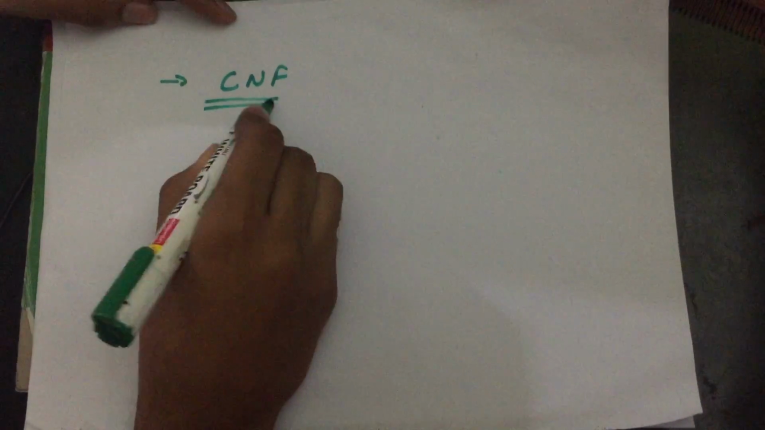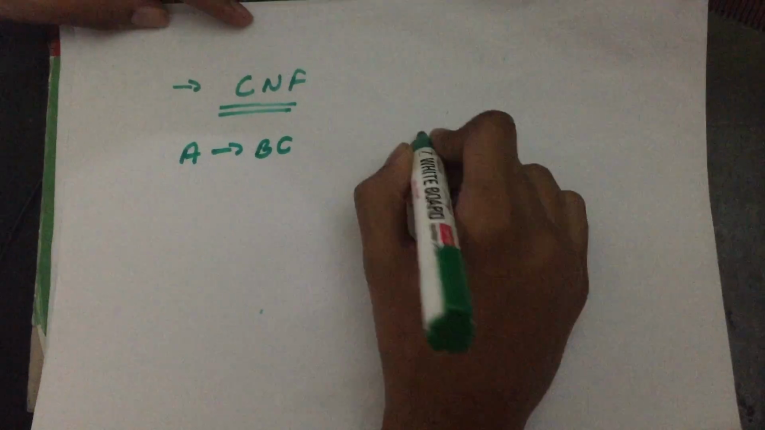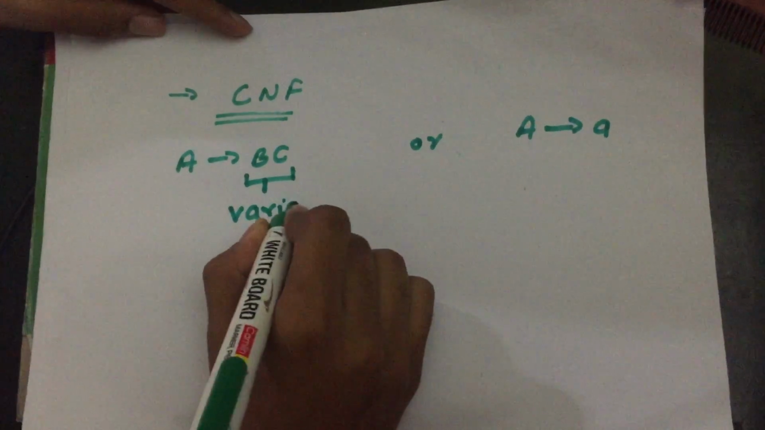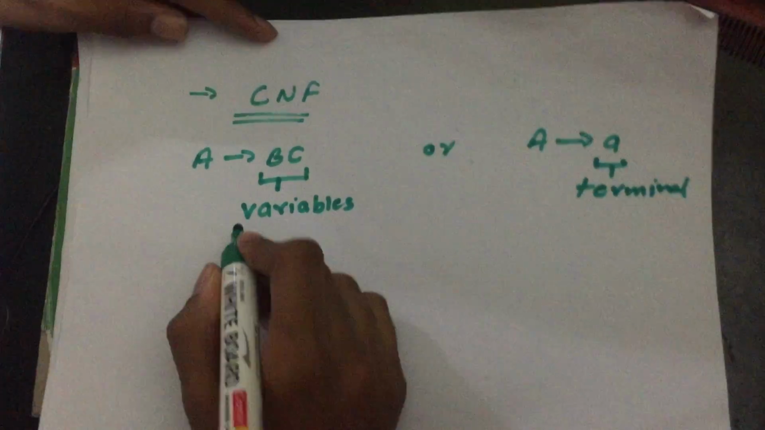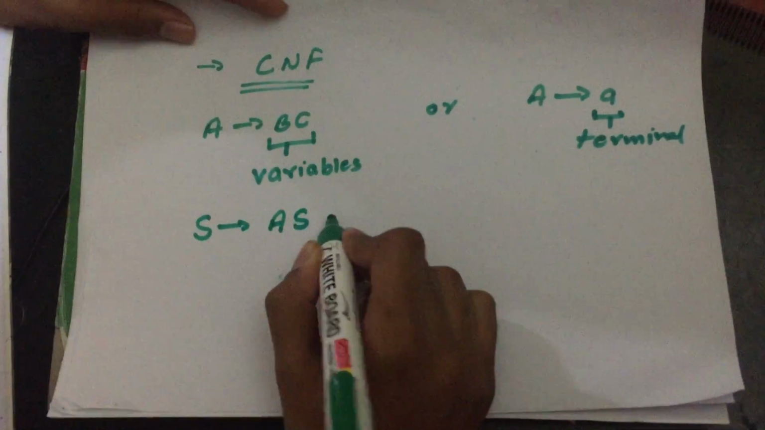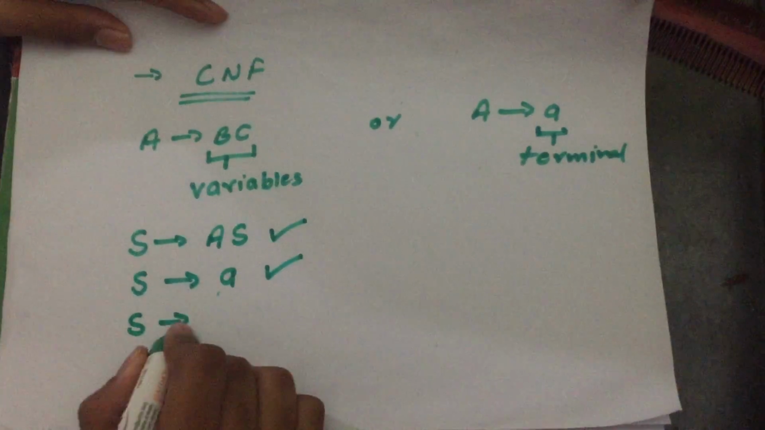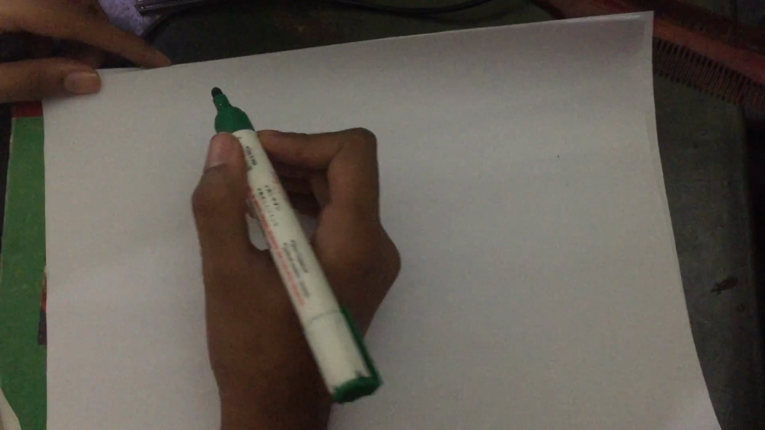The main feature of a grammar in CNF is that all the productions are either of the form A to BC or A to a, where B and C are variables and a is a terminal. Now let's take an example in which all the productions are like S to AS. This is accepted according to CNF. S to a, again this is also accepted, but S to AAS is not accepted as it's none of these forms.